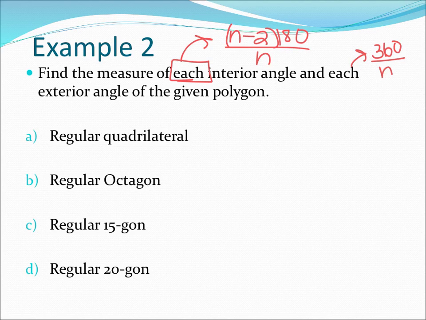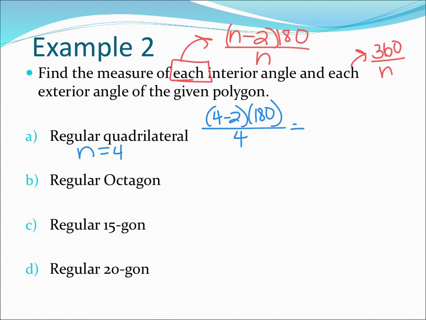So this is when your skills come back, right? Because there's a lot of multiplying, dividing, and all of that stuff. So a quadrilateral has how many sides? 4 sides. So I know this is 4. My numerator would be 4 minus 2 times 180. And then I'm going to take what I get from that and divide that by 4.